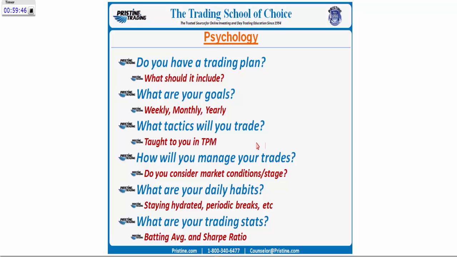Other things to consider: what are you going to trade? What patterns? How are you going to manage those trades? Do you consider different market conditions? You can't expect to get home runs when the market's just going sideways. I mean, you can't use pivots for management. You can't be looking for big, tremendous moves in a market environment that's going sideways. So you have to have rules in place for different market conditions, different stages, as we call it.